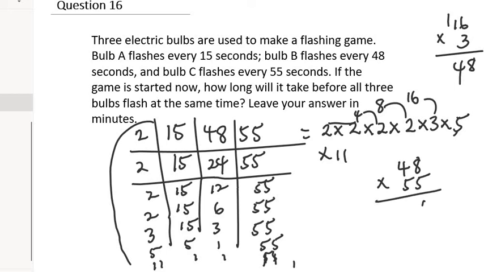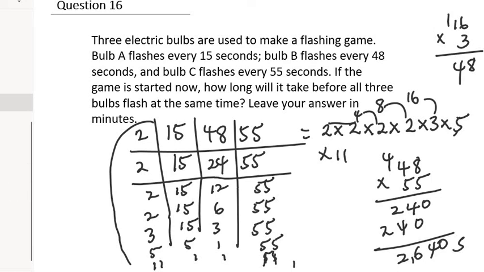5 times 8, 40, 0 carry 4. 5 times 4, 20 plus 4, 24. My answer will be 2,640 seconds.